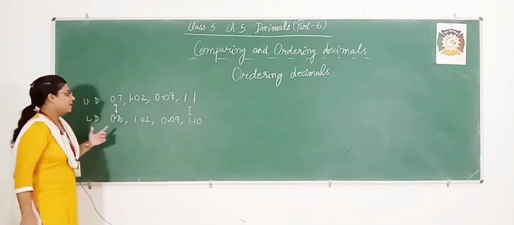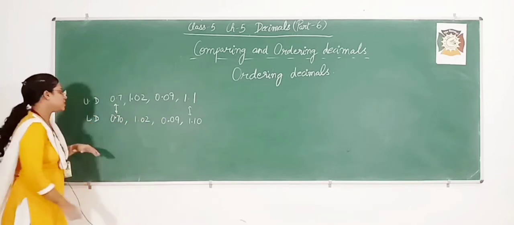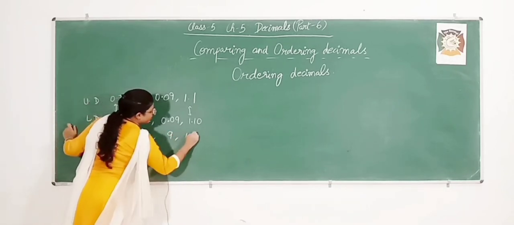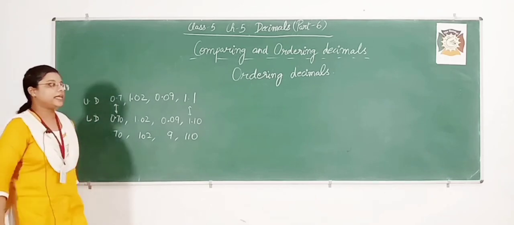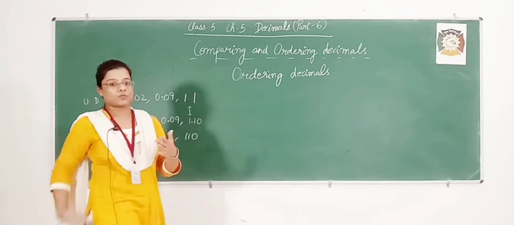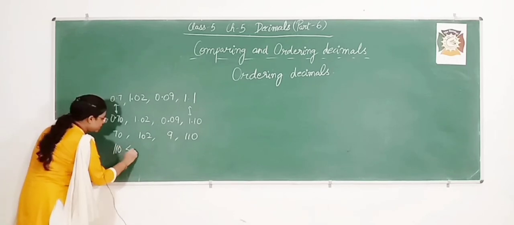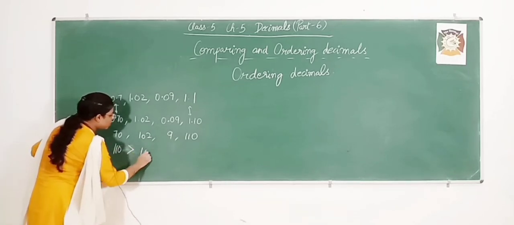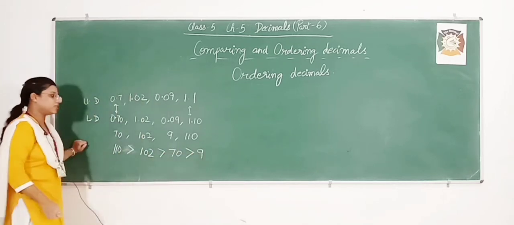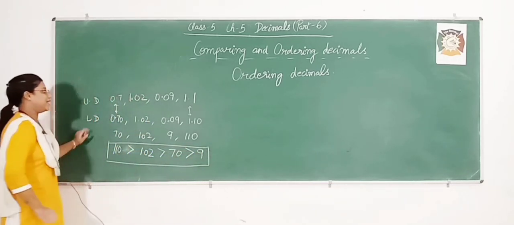Now you will apply the shortcut to compare the numbers. You will remove the decimal point and make whole numbers from these. You will get 70, 102, 9 and 110. Now you can easily compare these and arrange them in descending order, that is from greater value to smaller value. The greater number out of all of these is 110, then comes 102, then comes 70 and the smallest number is 9, so it will come at the last. By this you have arranged the given numbers in descending order.